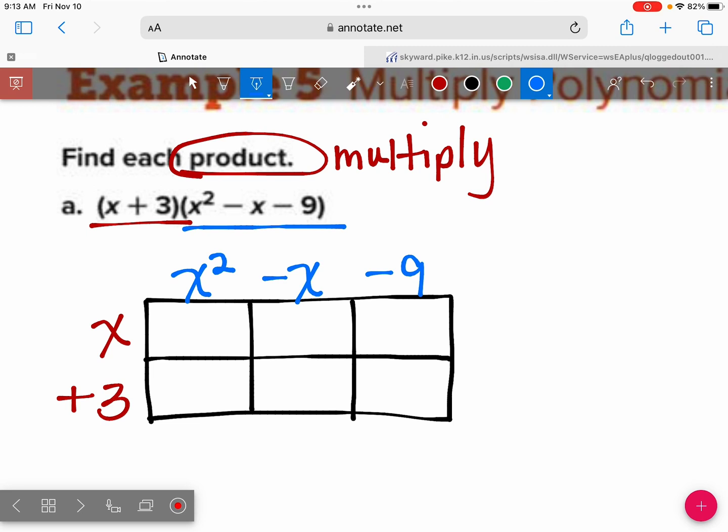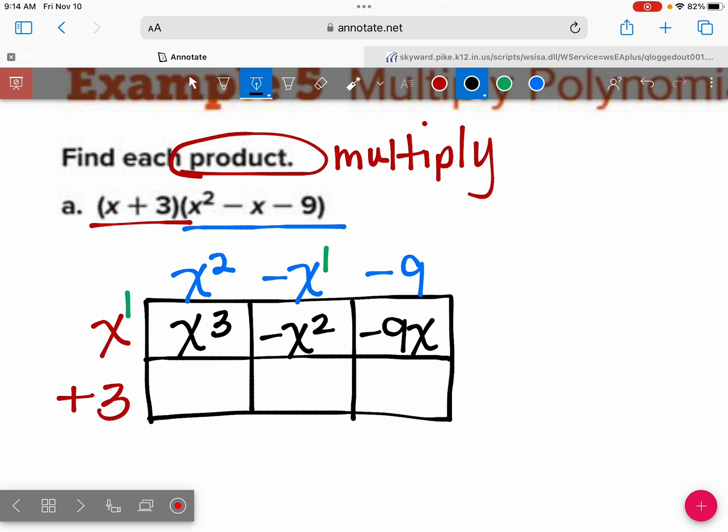So remember, you're adding your exponents. So this has a 1 and this has a 1. So let's go ahead and fill in the top row first. So x times x squared would be x cubed. X times negative x would be a negative x squared. So in that box, you have a negative x squared. And then x times negative 9 is negative 9x.